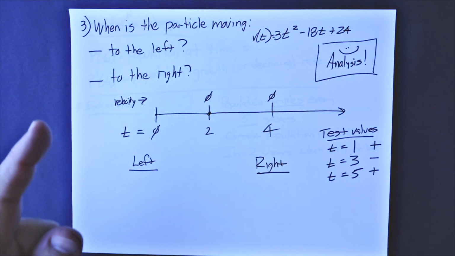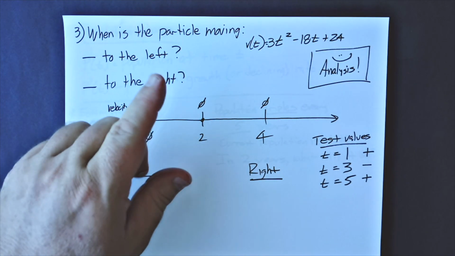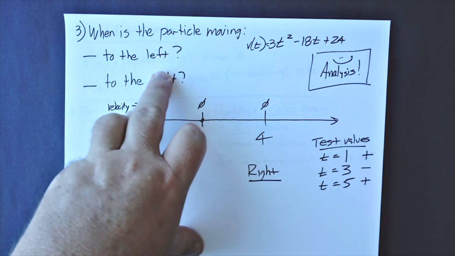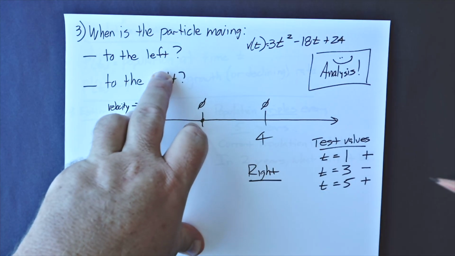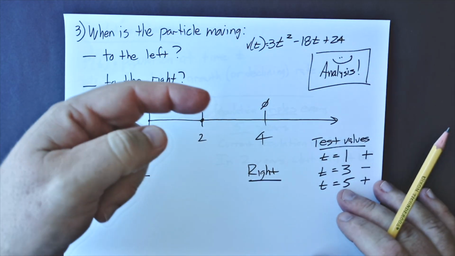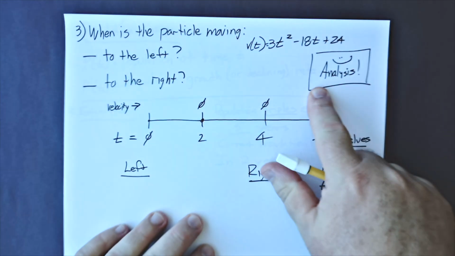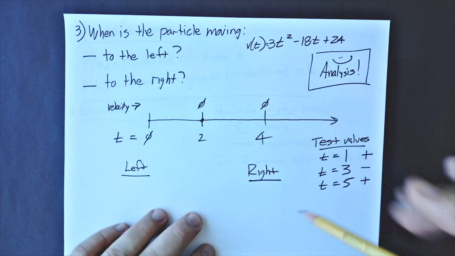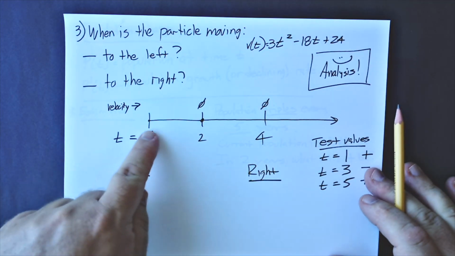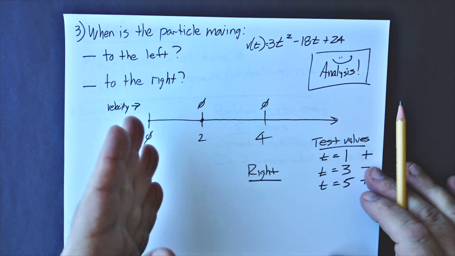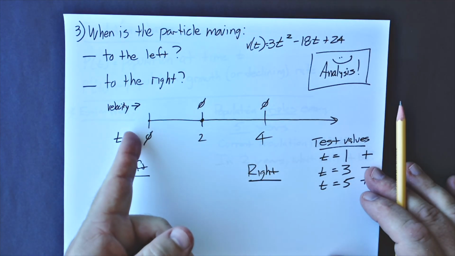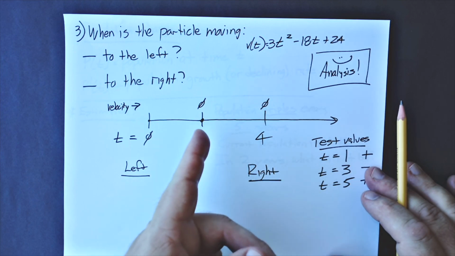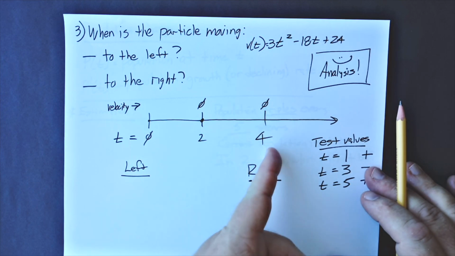And then, continuing on, it says, when is the particle moving to the left? When is it moving to the right? Well, left would mean when is that velocity function negative? To the right means when is it positive? We call this analysis. So I made a little graph here, just a time chart. Here's time 0, time 2, and time 4. We already said it's not moving at these times.